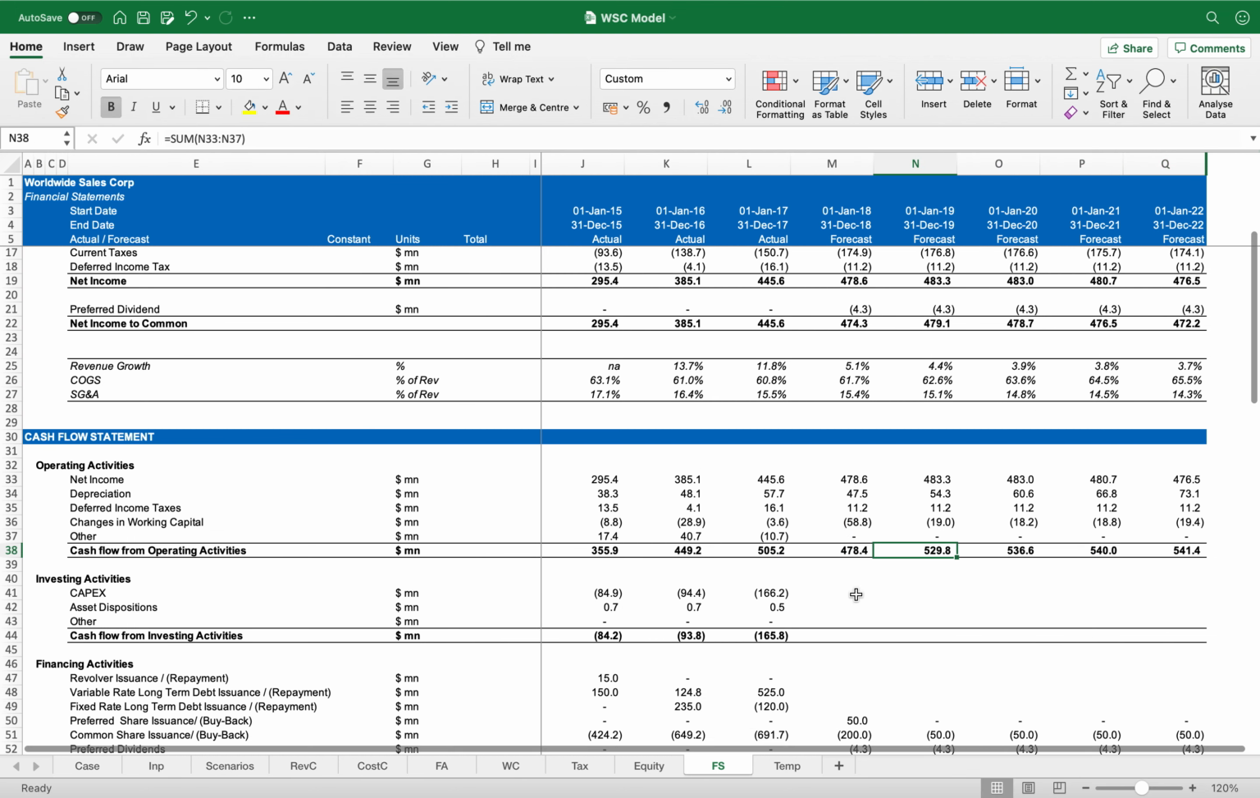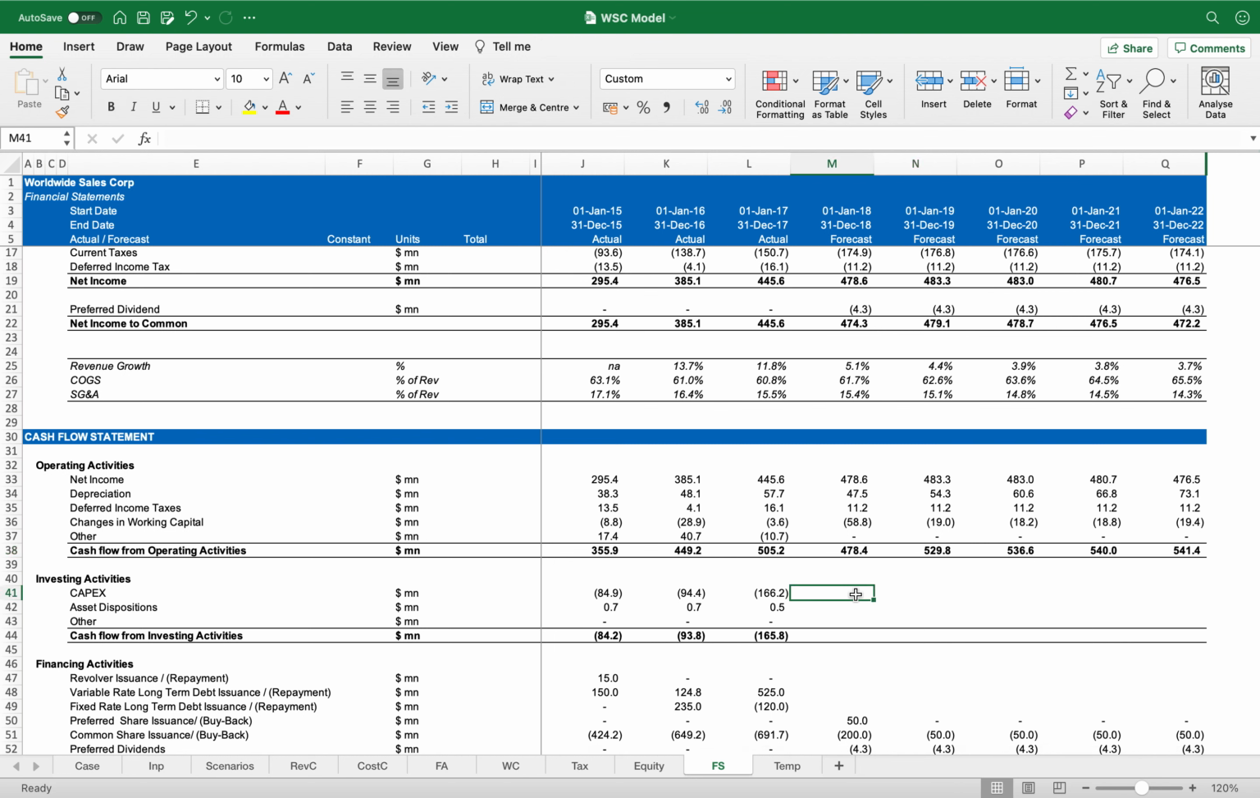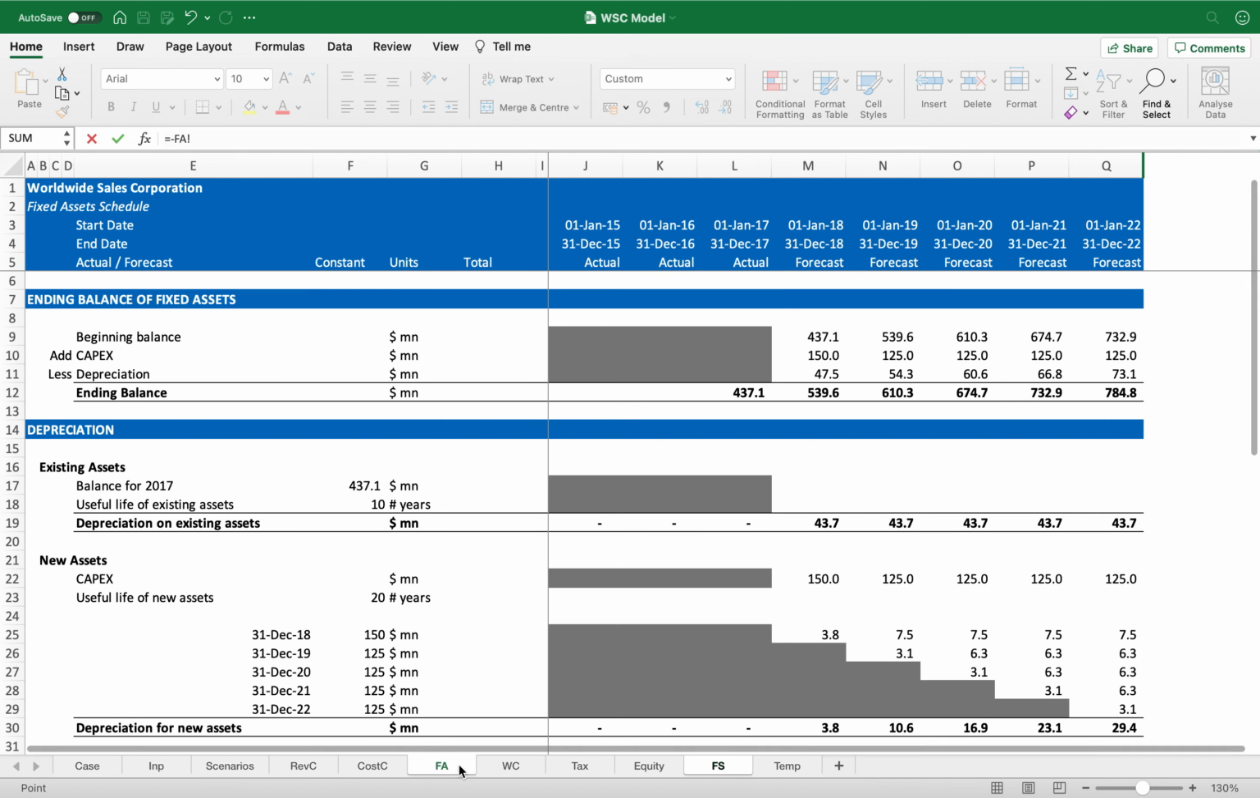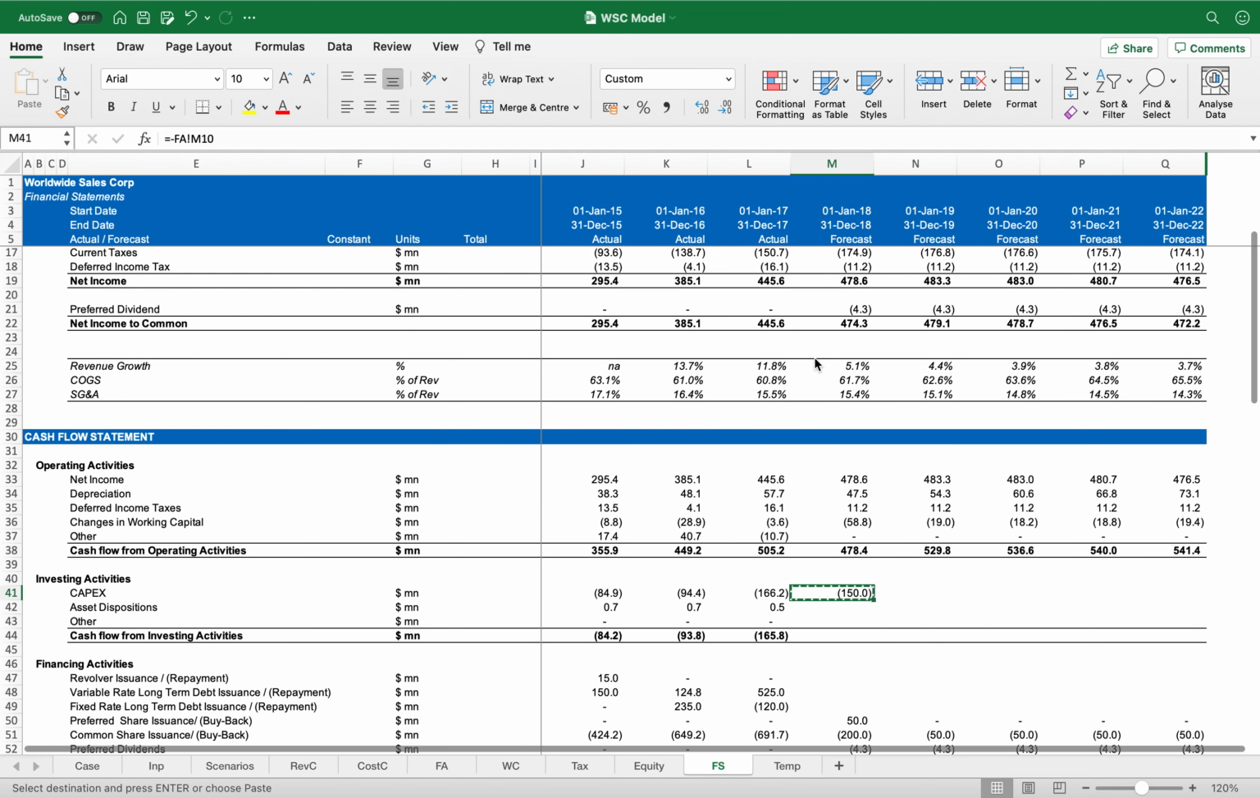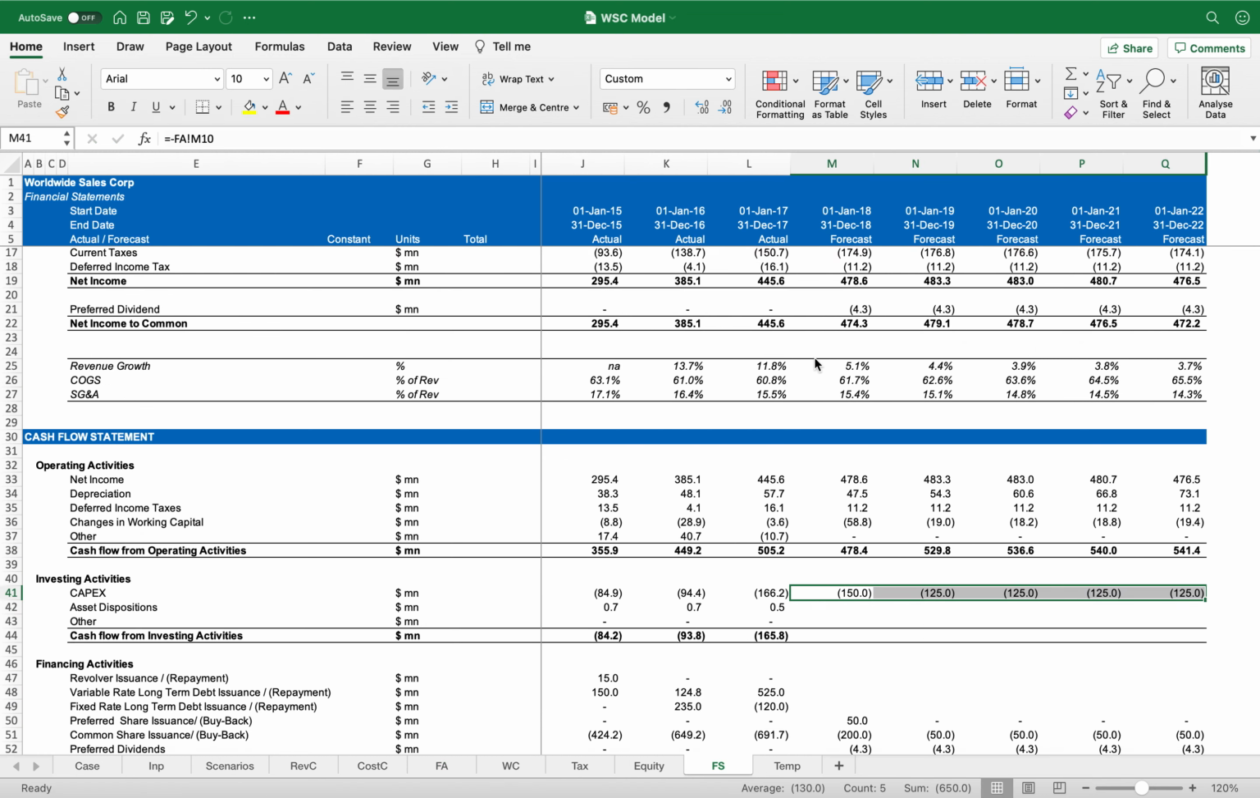Fair enough. Capital expenditure. Do I have the figures? Absolutely. So let's just link the capital expenditures. Do we have any information for asset dispositions and again other investing activities, something other? No, right? So again I will take it as 0.